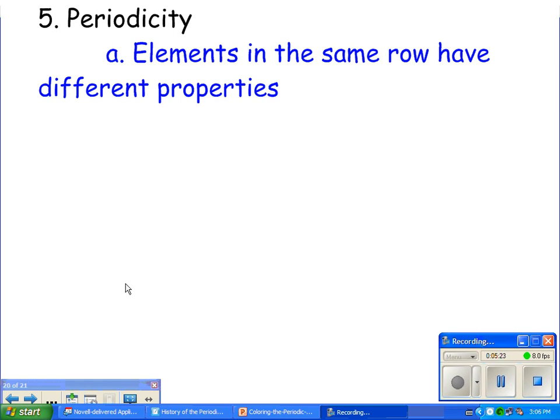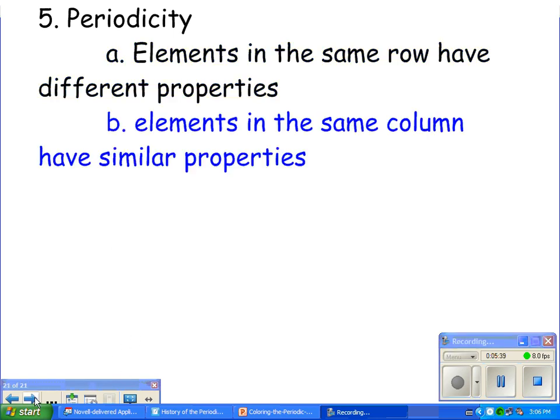Elements that are in the same row have different properties, but what everything in that period has is the same number of energy levels. Where we see the similar properties are the columns.